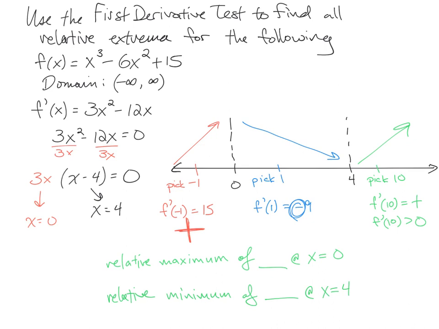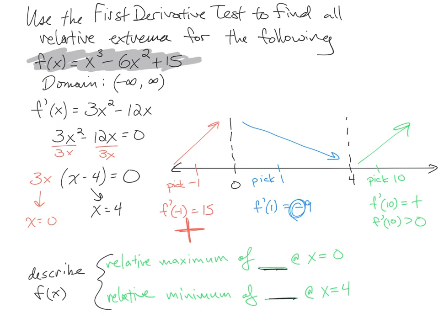So what goes in these blanks? That's a really good question. So how do you figure out what goes in these blanks? Well, a relative minimum and a relative maximum describe f of x, the original function, way back up here. This is describing the original function, all right?